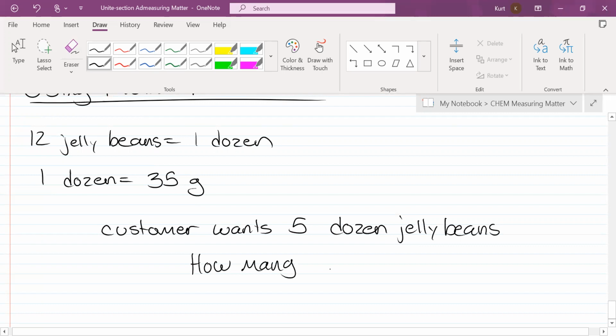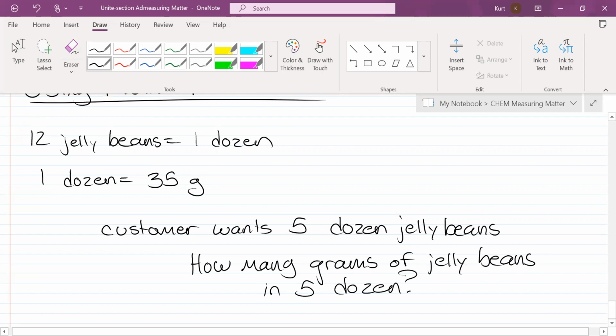How many grams of jelly beans? Yes, Derek? So when we're doing the molar mass for the element, do we always just have it? Unless I tell you otherwise, yeah.